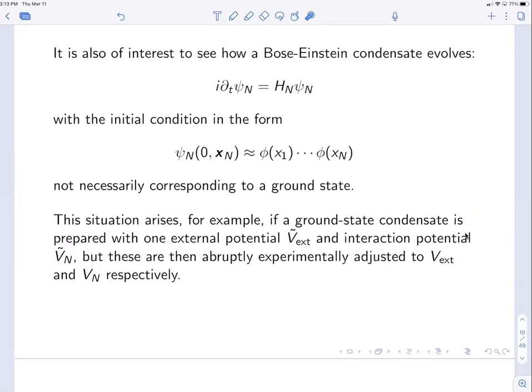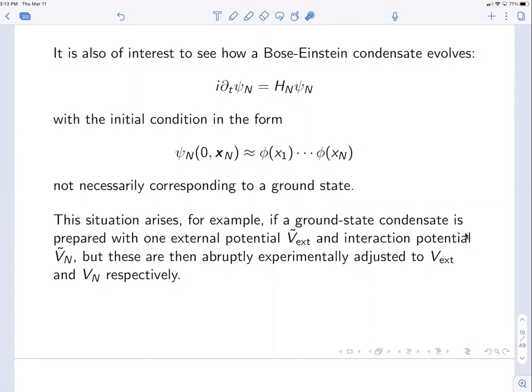Now, it's also of interest to see how a Bose-Einstein condensate will evolve. So that is, we take the time-dependent Schrodinger equation with an initial condition which is of this factorized form. But this factorized form does not necessarily correspond to the ground state of the operator H_N. Indeed, if it just corresponds to the ground state, then the time evolution is trivial.